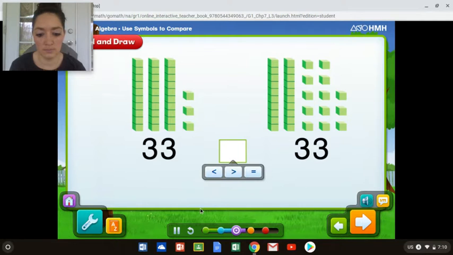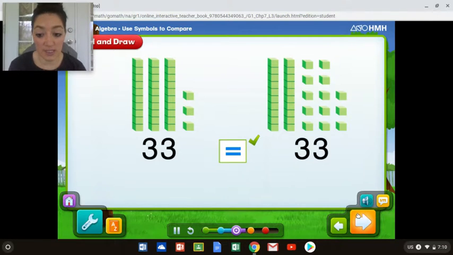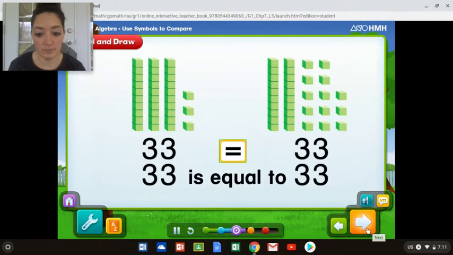We can show how these numbers compare using a symbol. Okay, so what symbol do we need to use when the numbers are the same? They are equal. We're going to use the equal sign. That's right. The equal symbol shows that 33 is equal to 33.